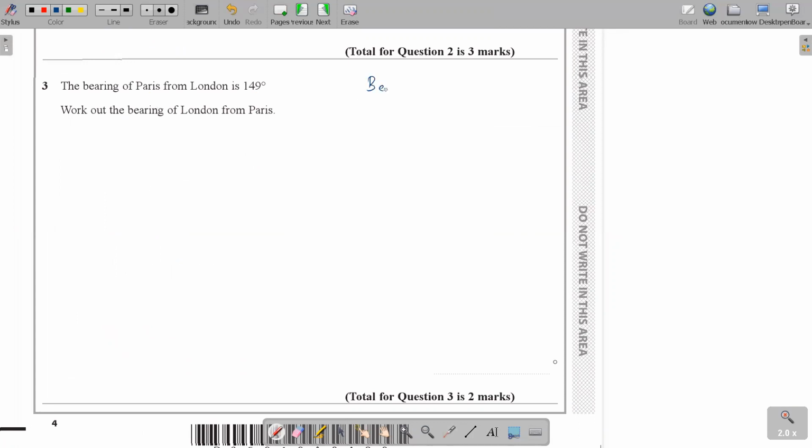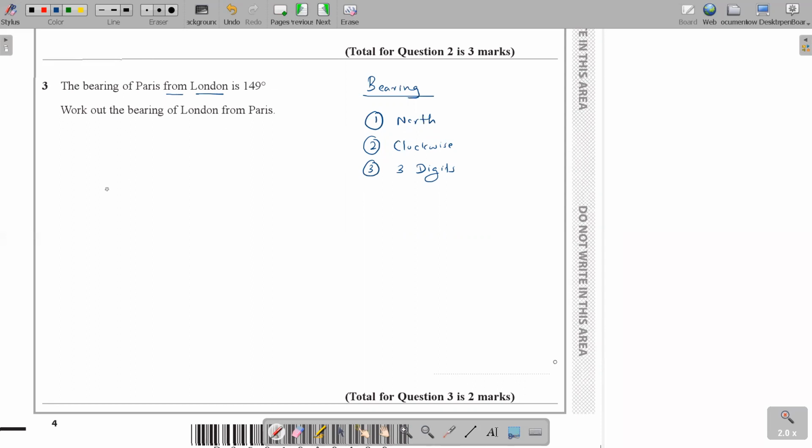Bearings work on 3 major principles, as I say. Number 1, bearings are measured from the north. Number 2, bearings should be measured in the clockwise direction. And number 3, when you write a bearing, you must mention 3 digits in your bearing. These are the 3 basic rules you need to follow when you're taking a bearing. They say here, the bearing of Paris from London. Okay, so first, whenever you are working with bearings, you need to draw a north.